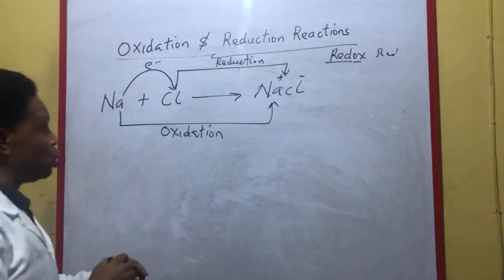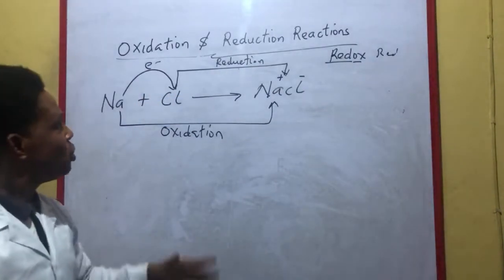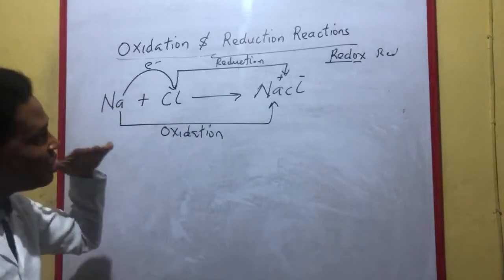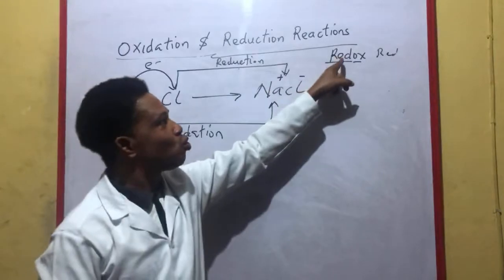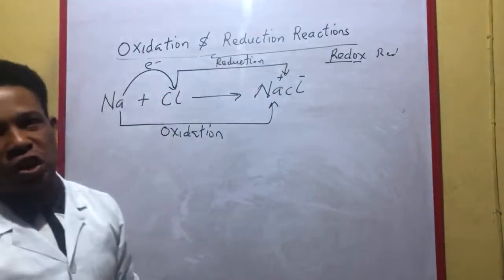Is undergoing reduction because it's gaining an electron there. So this reaction is a typical example of a redox reaction. Redox: reduction and oxidation reactions occurring simultaneously.